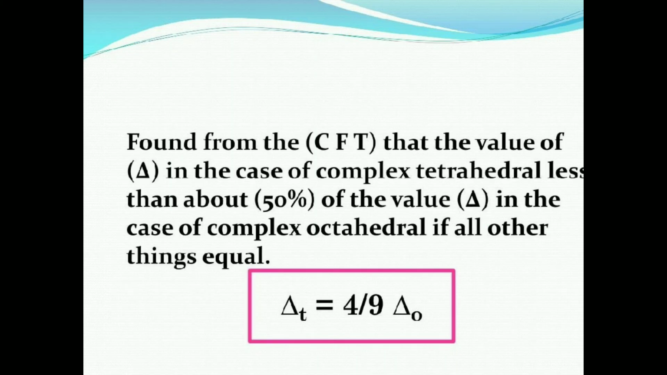Now here we found from the CFT that the value of delta in a tetrahedral complex is less than 50% of the value of delta in an octahedral complex, if all other things are equal. So we can conclude that delta T, the value of delta in tetrahedral complexes, is equal to 4/9 times delta O, the value of delta in octahedral complexes. So here the relationship between delta T and delta O is given: delta T is equal to 4/9 times delta O.